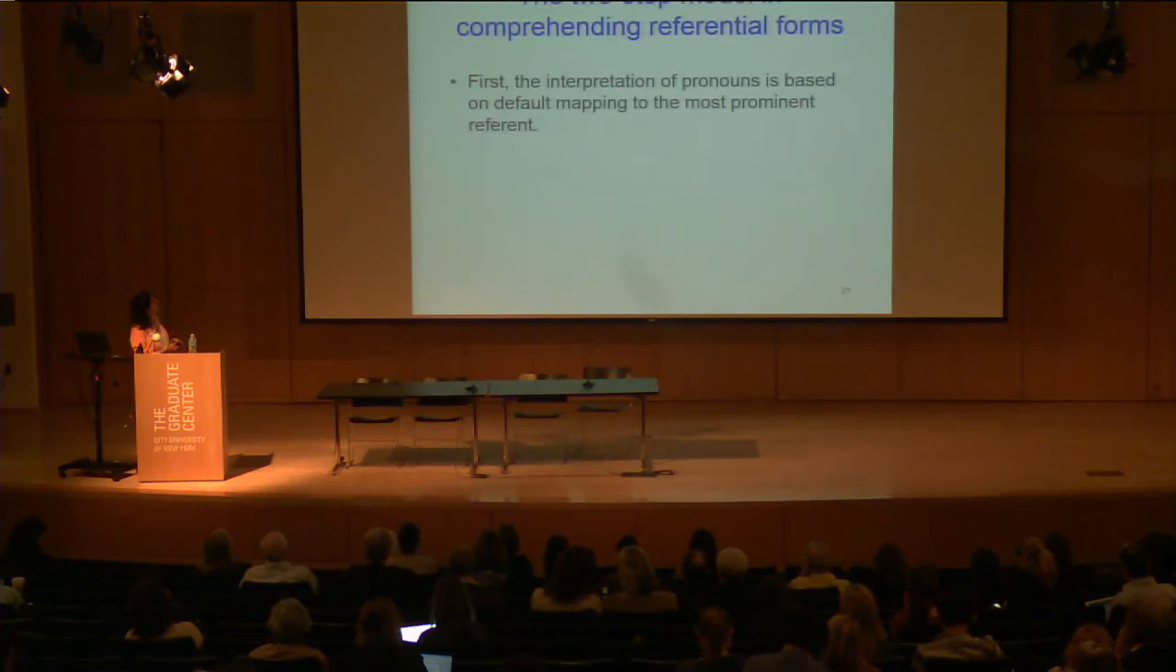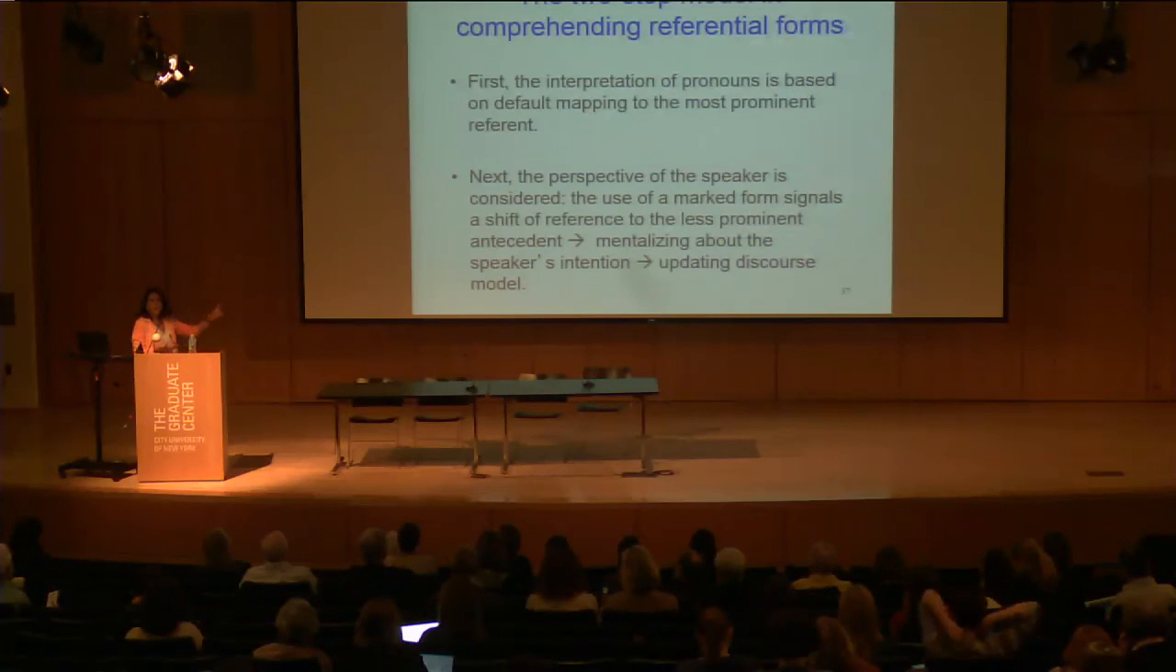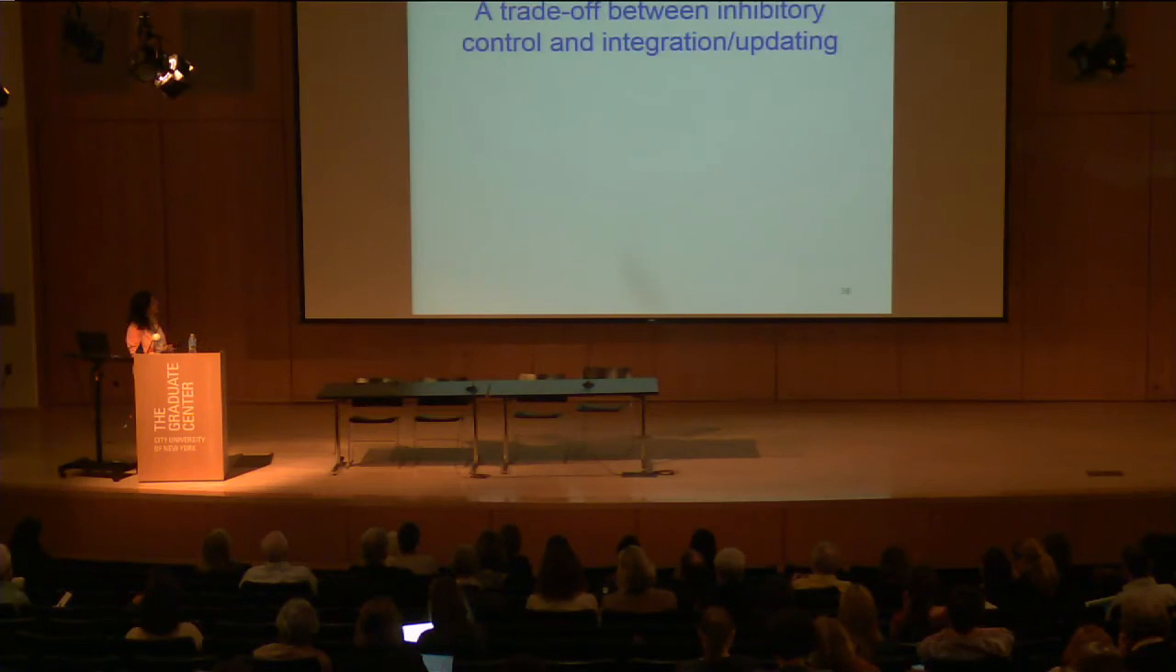In comprehension, the interpretation of pronouns might start from the most reduced form, the default mapping to the most prominent antecedent. But then, if you hear an overt pronoun, that has to be interpreted as a signal for a shift of reference. So if your interlocutor uses an overt pronoun, you have to understand their intention. You have to mentalize about their intention. You have to update your discourse model. And that's where we see it's done, but it's done inconsistently by bilinguals.